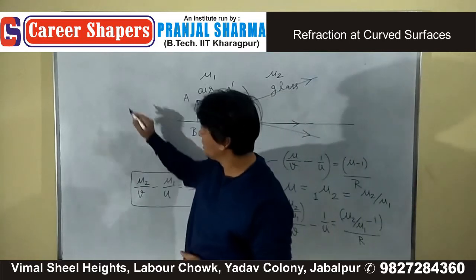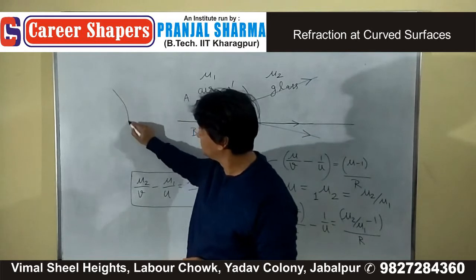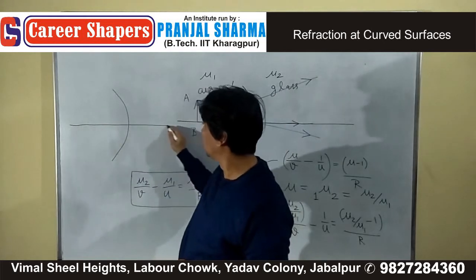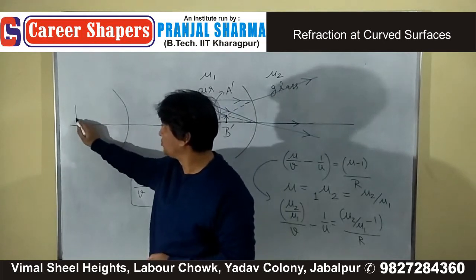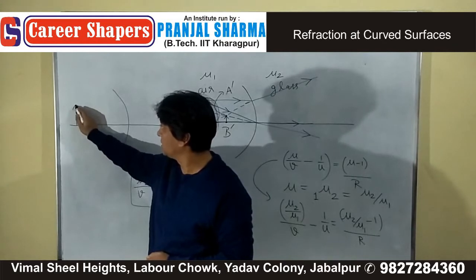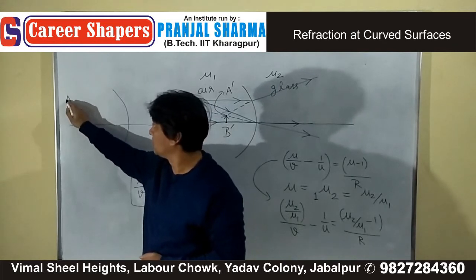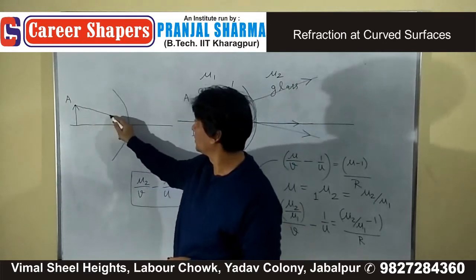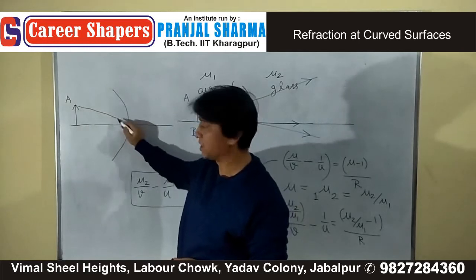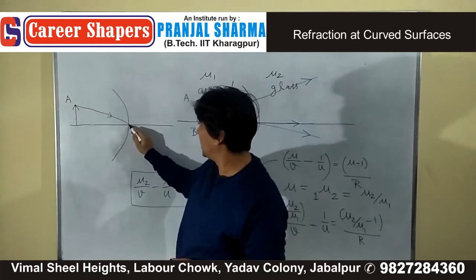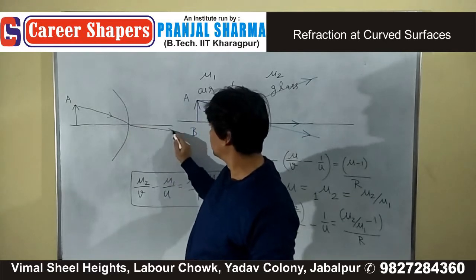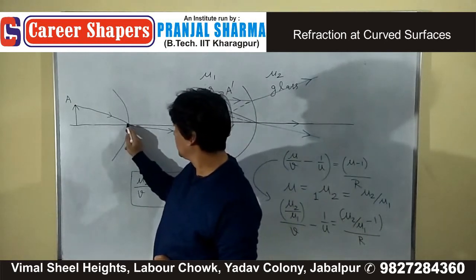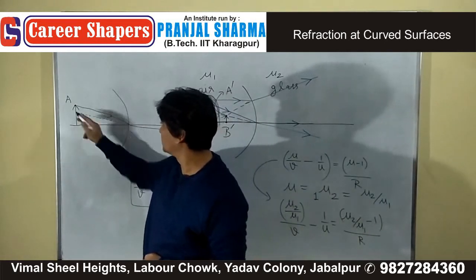Look here again. We have the curved surface. This is the optical axis. That's the object. This point is A, the topmost point. From A, we have this ray which meets at the optical axis, and then it goes like this one. If you produce it, then it looks like this.